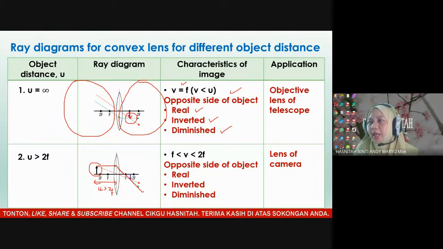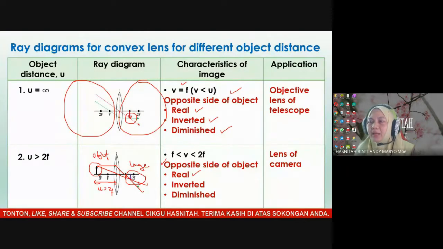Then we draw the second line. The red line here applies rule number 1. And this is the intersecting point. So the purple arrow is our image. This is our object, and this is our image. Now the object is on the left, the image is on the right. Again, it is formed at the opposite side, so we call our image real.